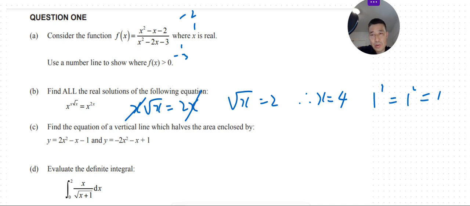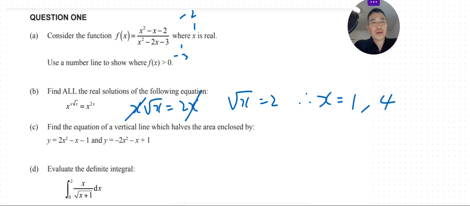So 1 is also a candidate. So I'm going to write this way. Sorry. So the answer is x is 4 and 1. That's better. 1 and 4 in order, right? So 1 and 4. Okay.